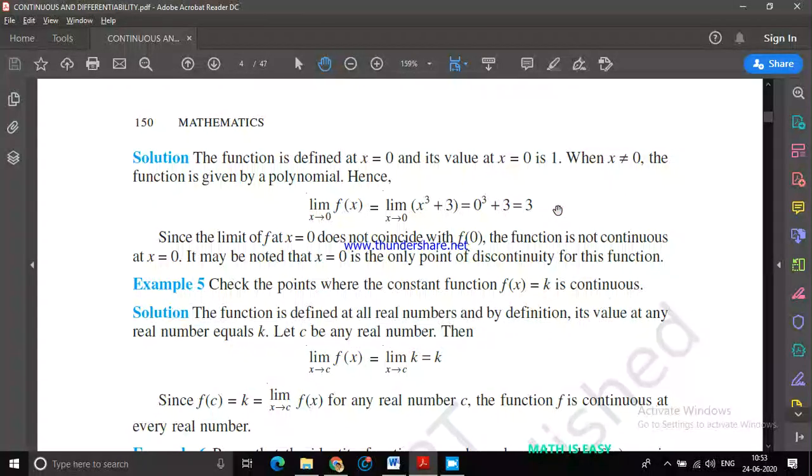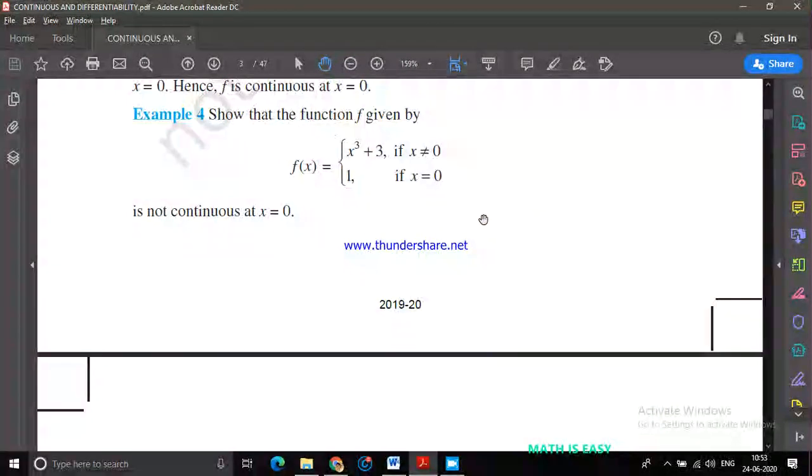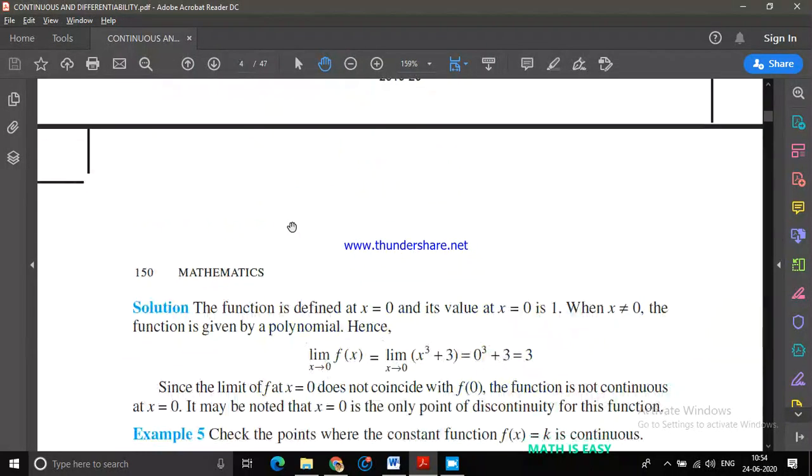So left limit and right limit, you got the answer as 3. But what is the functional value given? f of 0 is going to be 1, because if x is 0, that means f of 0 value is 1. Left limit, right limit, you are getting the answer as 3, and the functional value you are getting as 1. That's why it is not continuous at x equals 0. So you can say not continuous, or maybe it is a discontinuous function, discontinuous at x equals 0.